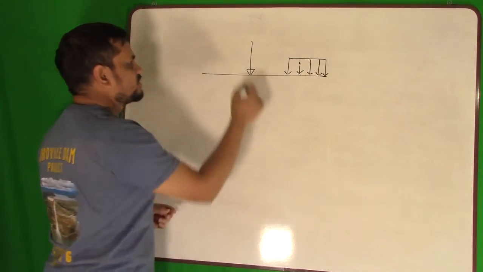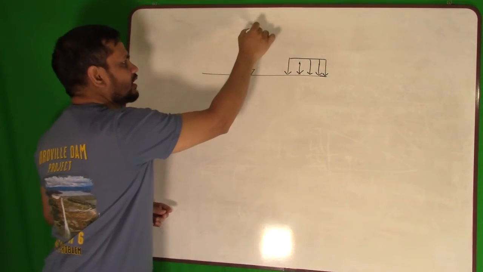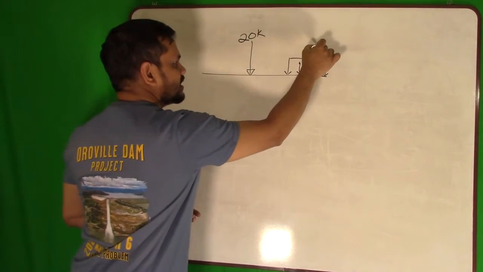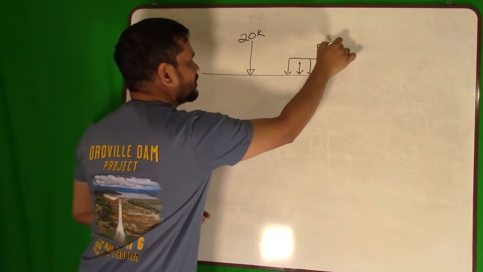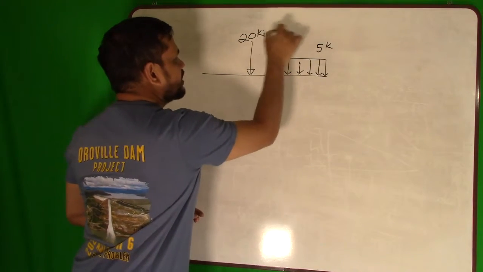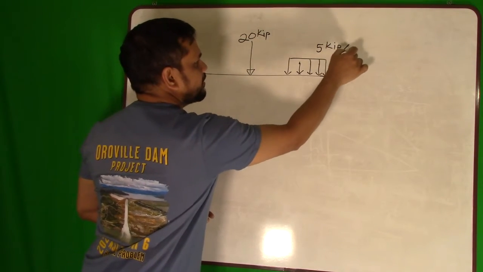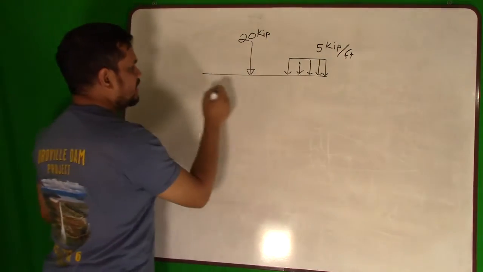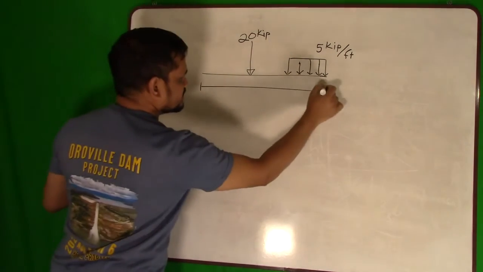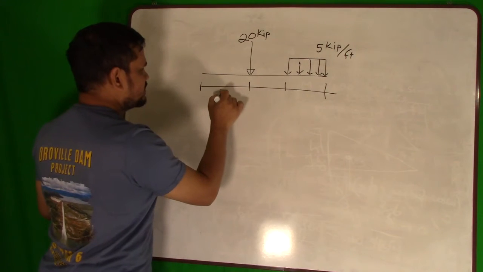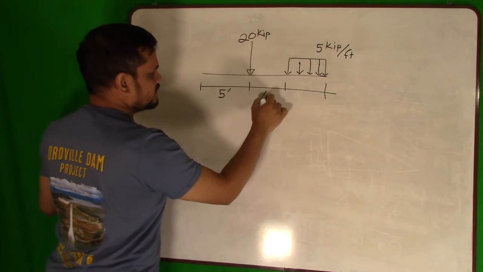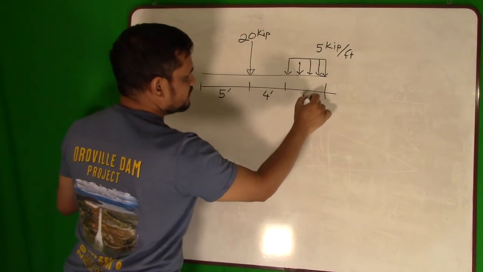So I have two forces. This force is 20 kip and this force is, say, 5 kip. Kip means kilo pound. So 5 kip per feet. And say the distance: this is 5 feet, this is 4 feet, and this is also 4 feet.